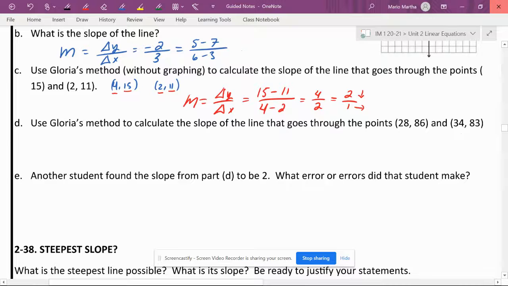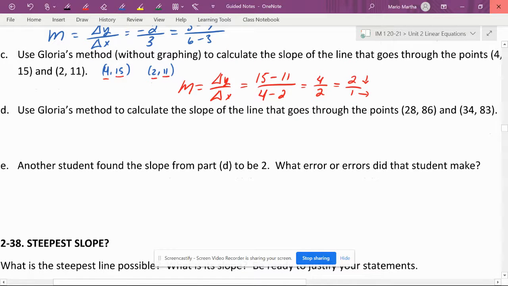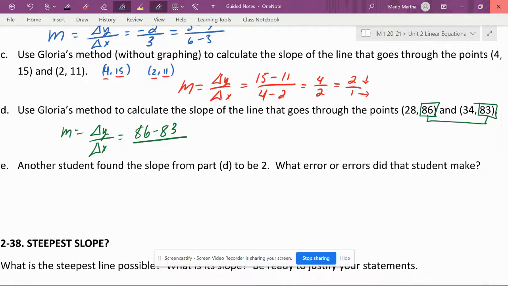Okay, we're going to try it one more time. It says, use Gloria's method to calculate the slope of the line that goes through the points (28, 86) and (34, 83). So again, our change in y over our change in x. So this would be our y values. So that would be 86 minus 83 divided by our change in x, which is 28 minus 34. So on top is going to be +3. 28 minus 34, that would be -6. And if you simplify this, you get -1/2.